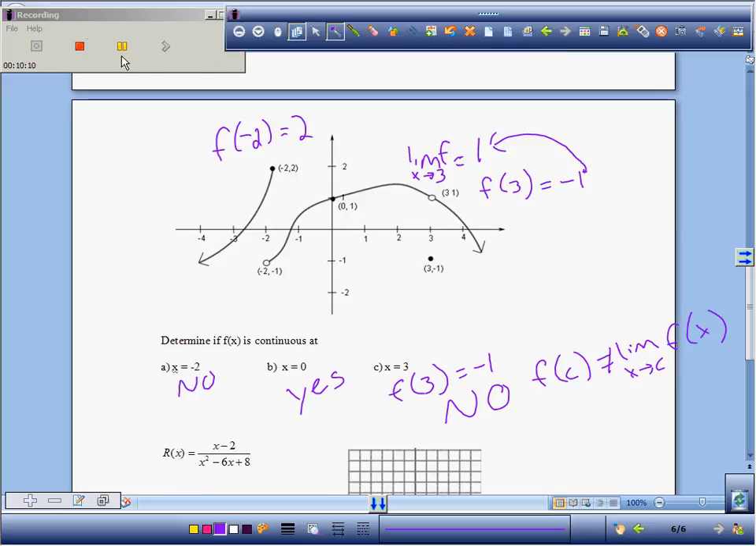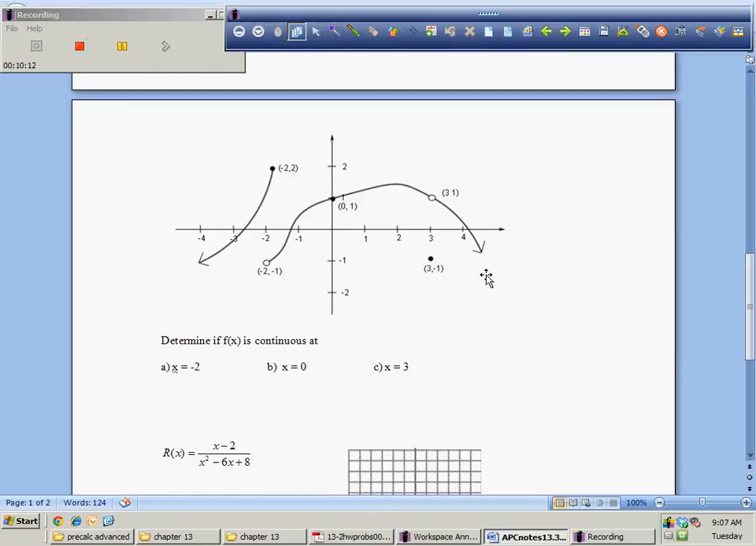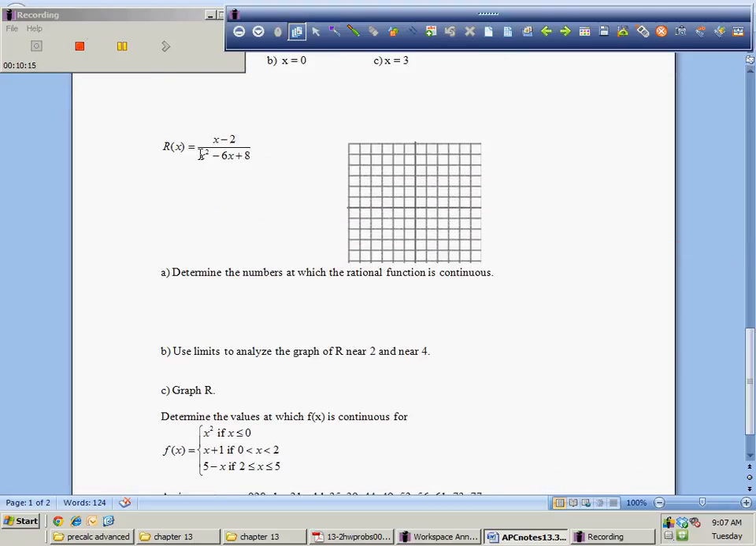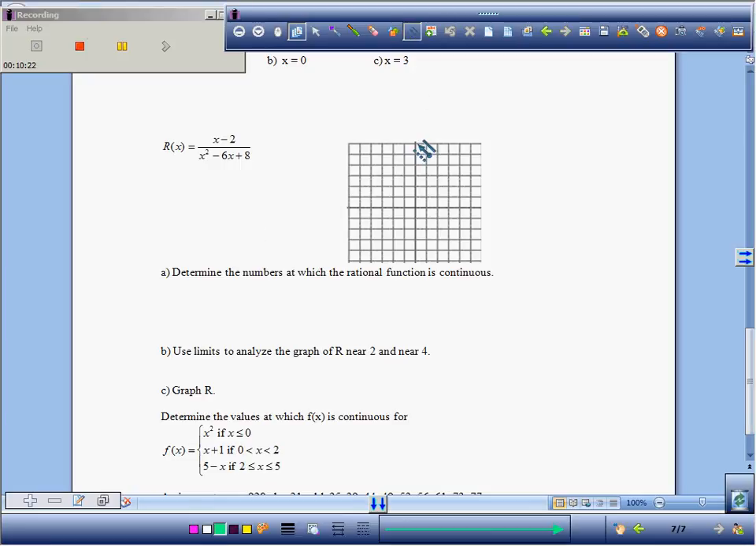Okay. Then they do stuff like this. They'll say, look at this rational function. Let's draw in some nice heavy lines so we can see where the x and y axis are. Let's put arrows on both ends. Okay? So here's the y-axis. Whoops, that was the y. Let's try to do that again.